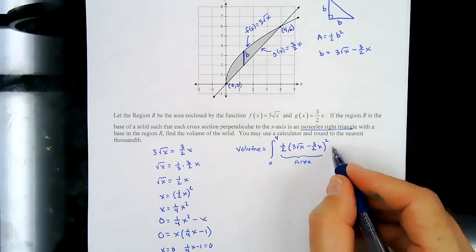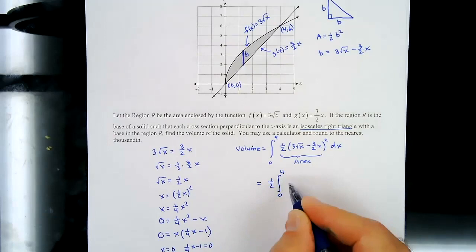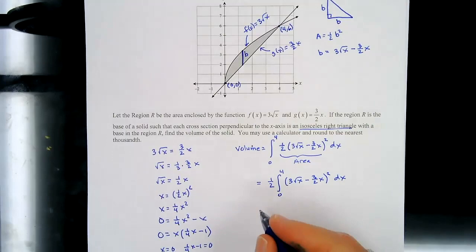So this 1/2 I'm going to bring out. So that makes 1/2 the integral from 0 to 4 of 3 square roots of x minus 3/2 x, squared, and then dx. And then we'd put that into our calculator and get an estimate for our volume.